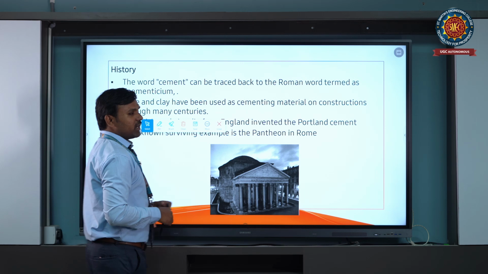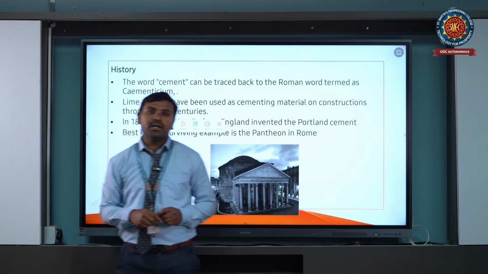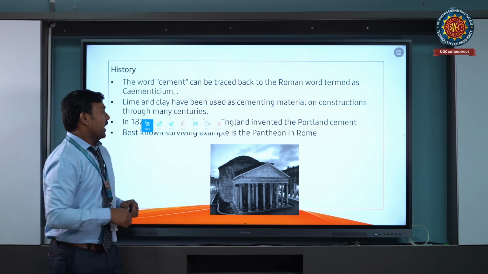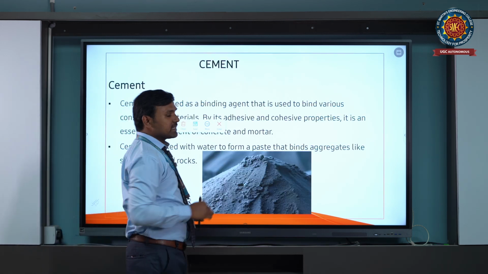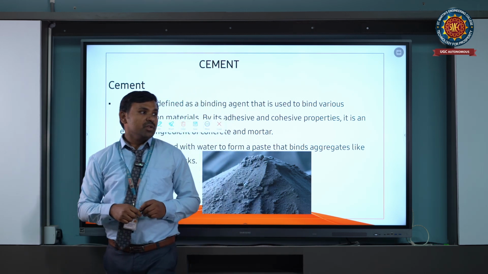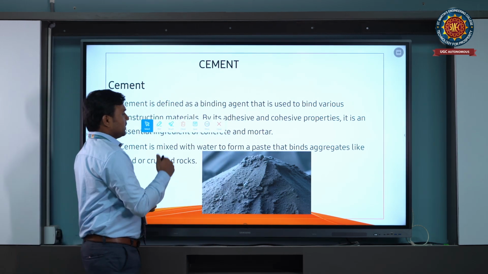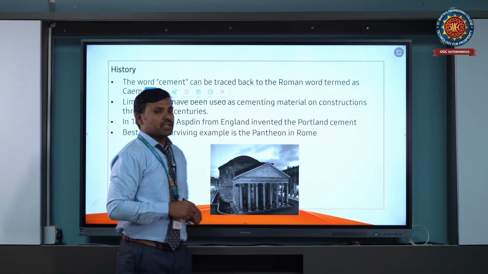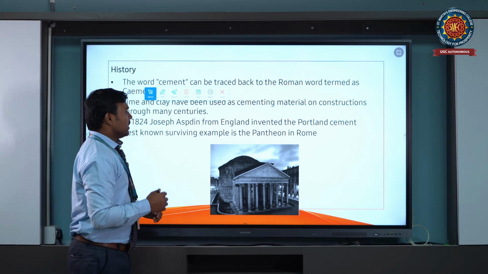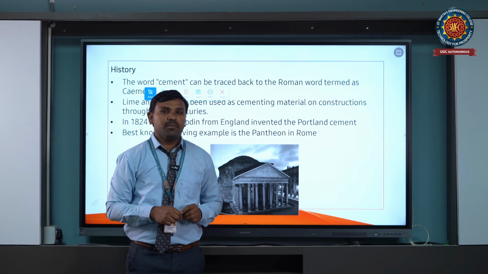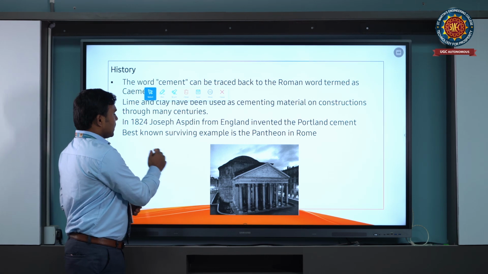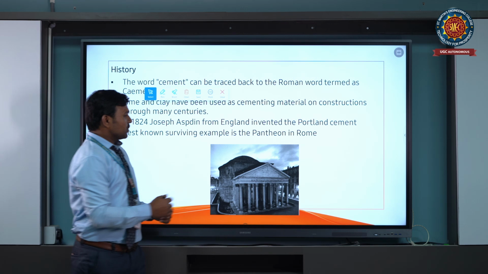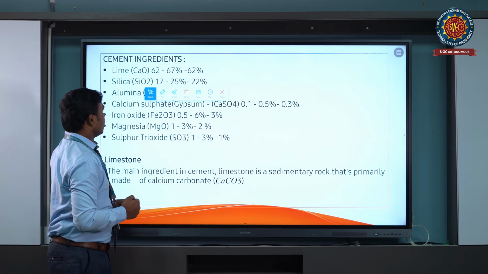And the word history about the cement. The word cement is derived from the Greek word cementitious, and in previous years lime and clay were used as binding materials. In 1824, Joseph Aspdin of England invented Portland cement. The best example is the Pantheon in Rome, to see cement structures.